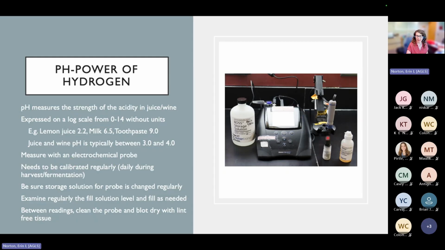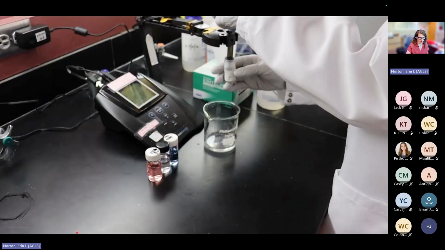And then the filling solution. Some pH probes have a solution that needs to go inside. If that's the type of probe that you have, make sure that you've got unexpired filling solution and that it's filled up to the appropriate level. Examine the fill solution and fill as needed. Between readings, you clean the probe and you blot dry. Lint-free tissue again, and you don't want to be forceful or aggressive with it. You just blot it dry to remove any water, but you do need to be a little bit gentle with these pH probes. I'll walk you through.